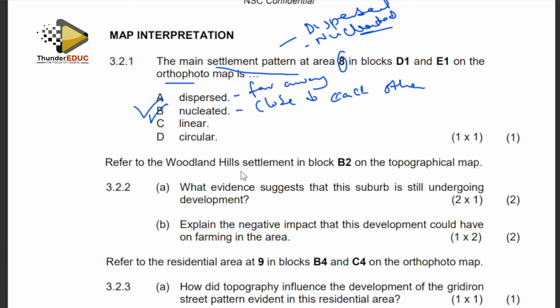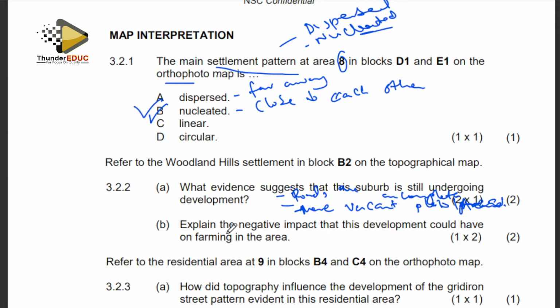So the evidence here, we can say roads are still under construction. Roads are incomplete, or they are not yet done with those roads. You can also say they are vacant areas. They are free, or vacant areas, or vacant plots that have not yet been occupied. So the area is still new.